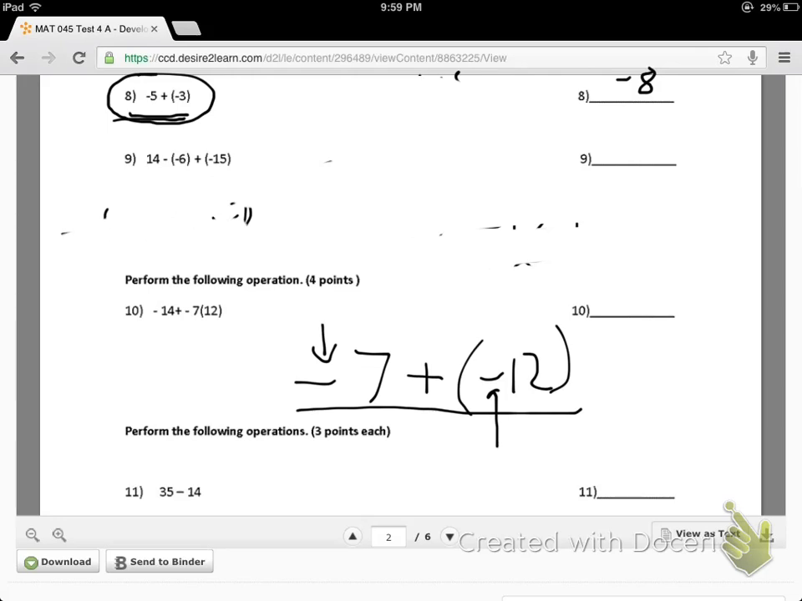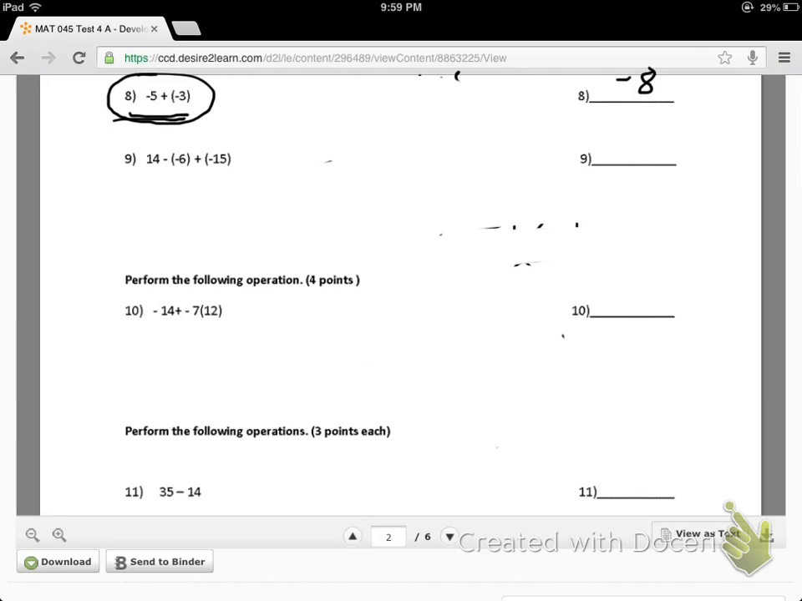Actually, I'm going to dream another one up. What if they're not the same sign? A classic one is down here. Look at question 11: positive 35, negative 14. Well, that's just 35 take away 14. That's 21. That's going to be the easiest one you do on the test. Again, I'm subtracting.